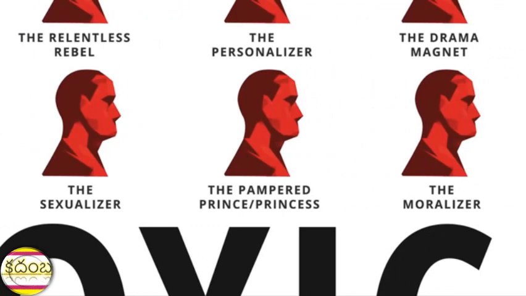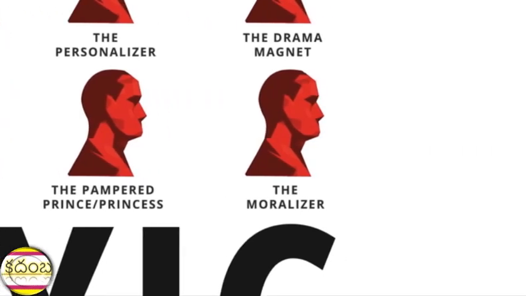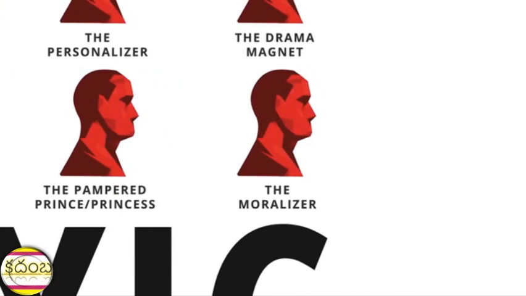The pampered prince or princess. Someone who is overindulged and given too much attention by their parents at a young age. If they don't get what they want, they can show baby-like behavior to an extreme of even throwing tantrums. The moralizer. Someone who condemns something but secretly is drawn to that thing. They seem moral, but they have a secret dark side.